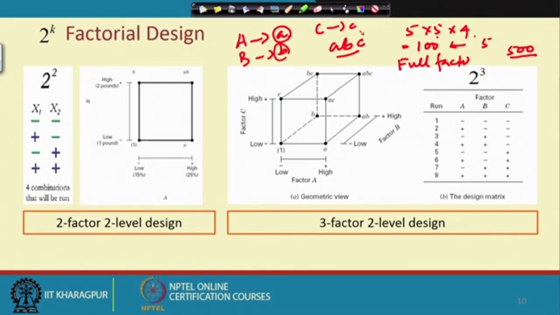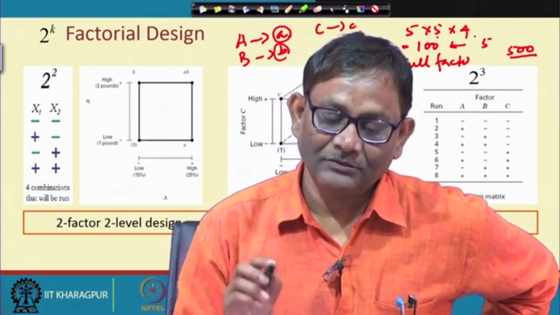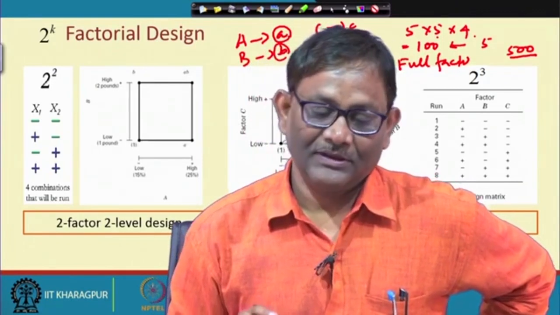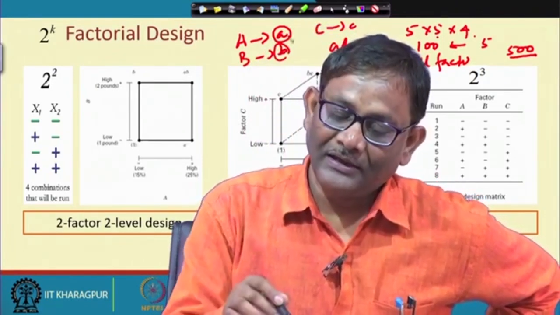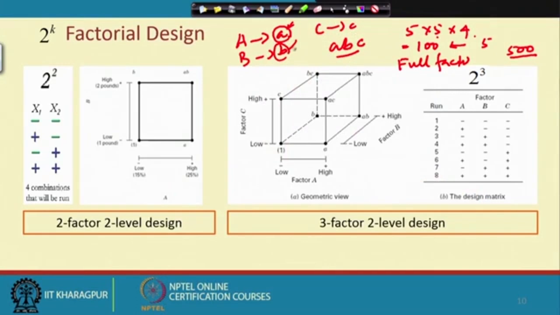So, under such a situation, what will you do? Will you not conduct the experiment? Yes, you can do the experiment. You can reduce the levels. You can make some systematic leveling also, like you can go for 2 to the power k factorial design, where k is the number of factors and 2 is the number of levels for each factor.